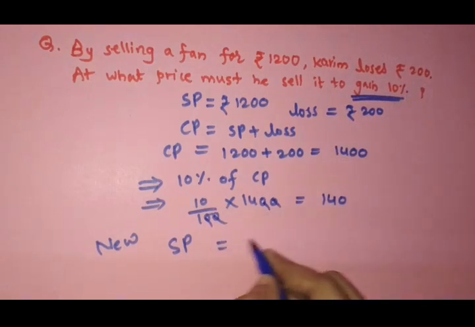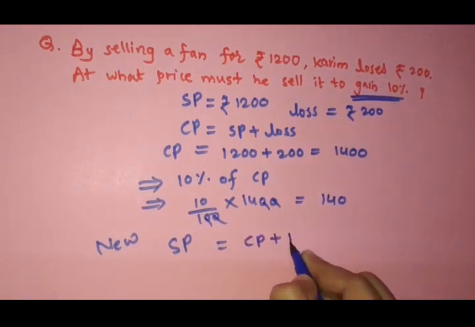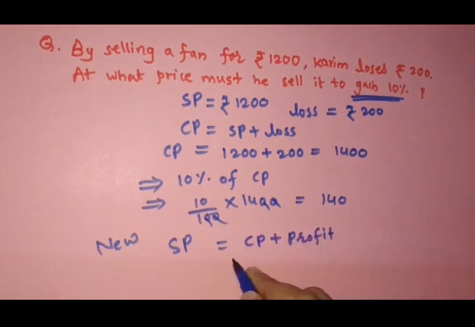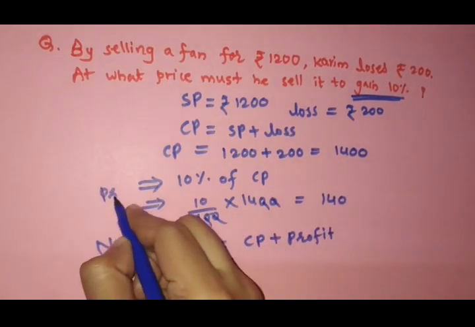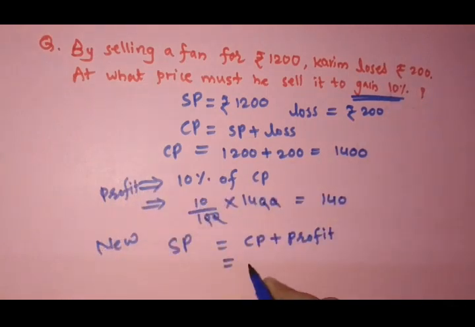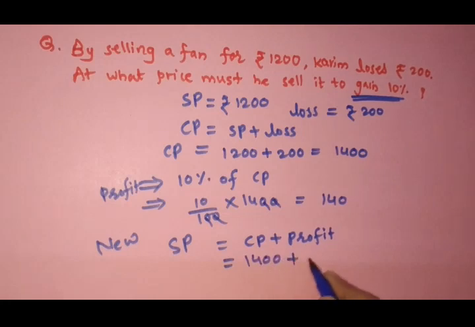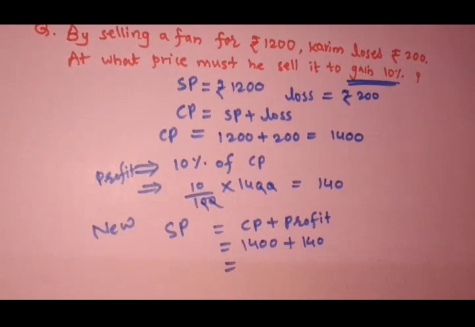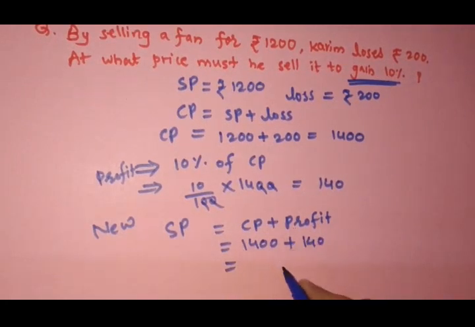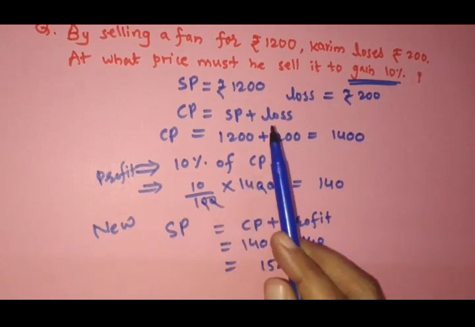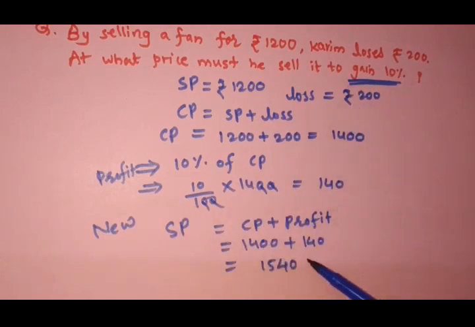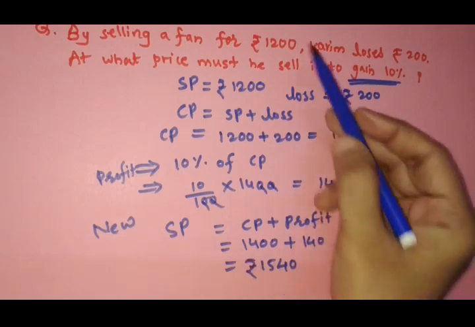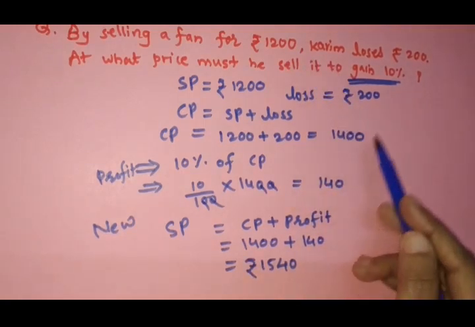So selling price is equal to what? CP plus profit, which is 10%. So cost price is 1400, plus you want to earn 10% more, that means 140. So you need to sell that fan for rupees 1540 in order to gain 10%. So now Kareem will sell it for 1540 rupees, not for 1200, if he wants to get a 10% profit.